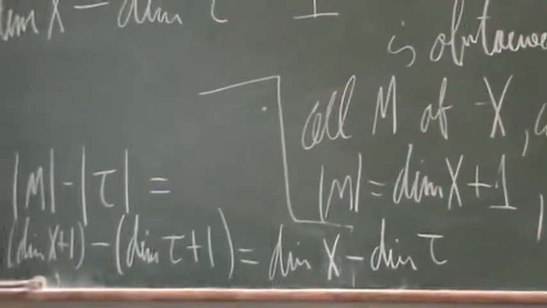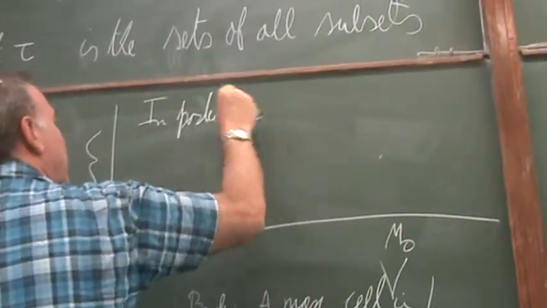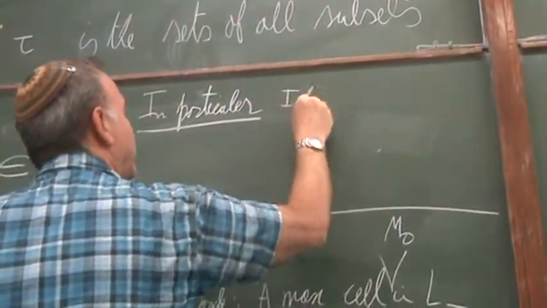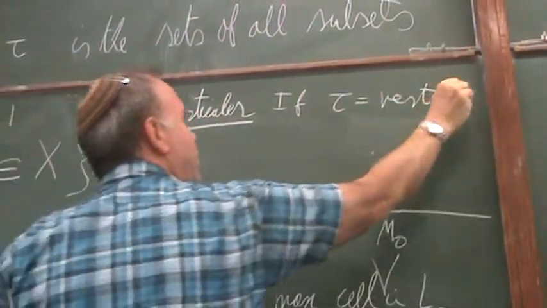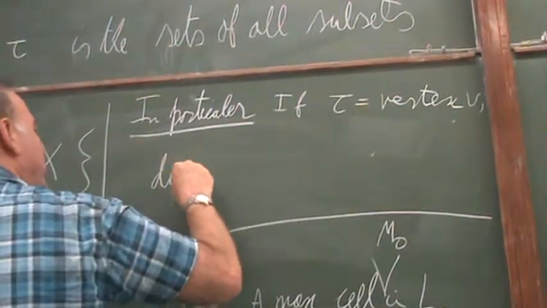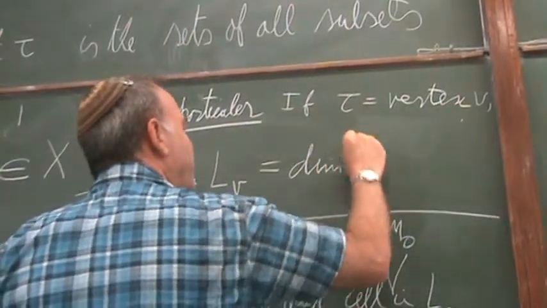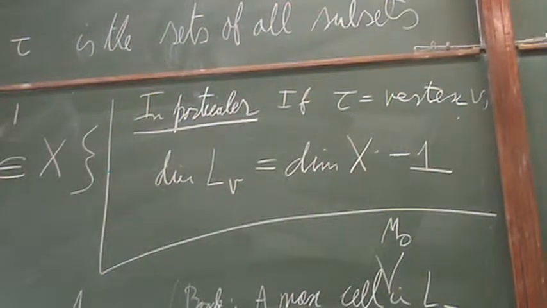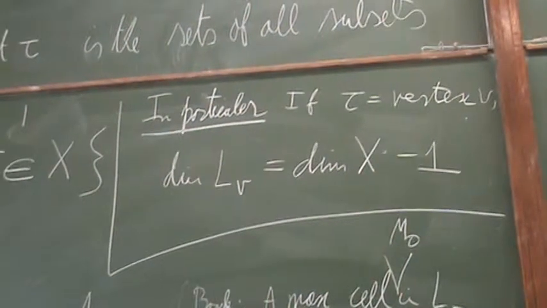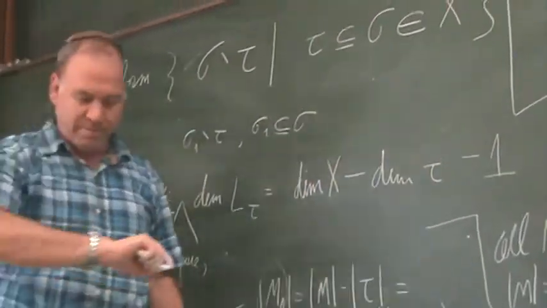In particular, and that's the case we will usually work with, if tau is a vertex V, then the dimension of the link at V is the dimension of X minus 1. Because the dimension of a vertex is 0, so the dimension of X minus the dimension of tau, this is 0, minus 1, is the dimension of X minus 1.